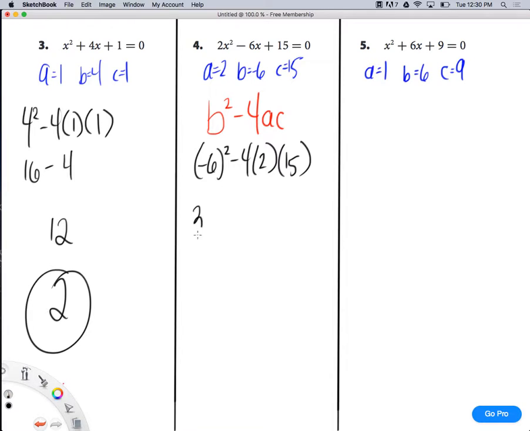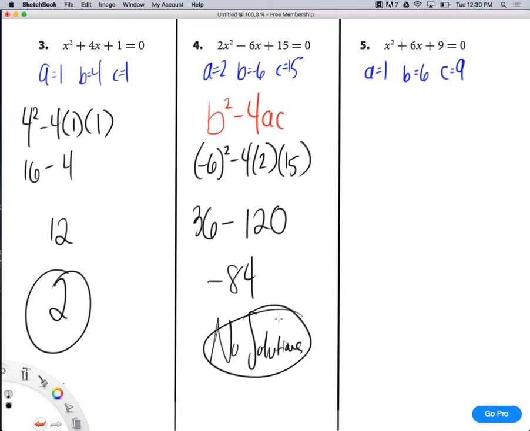Negative 6 squared is 36. Minus 4 times 2 is 8. 8 times 15 is 120. 36 minus 120 is negative 84. How many solutions does this have? None. No solutions. Does that make sense? Okay.